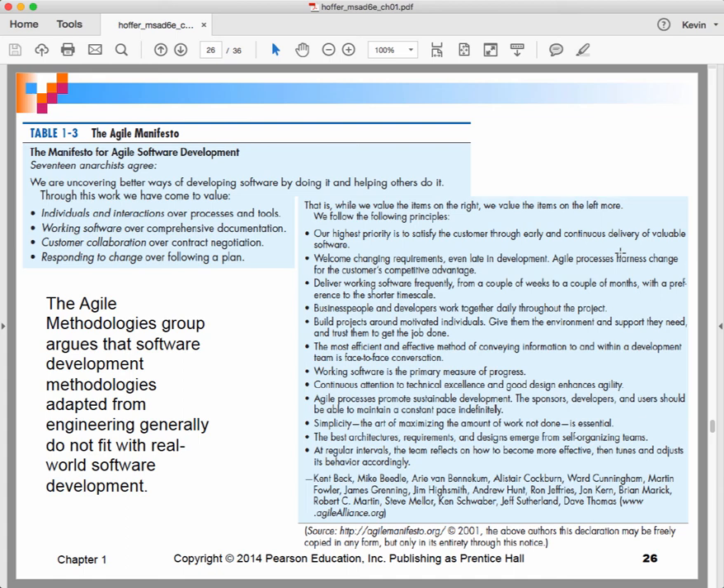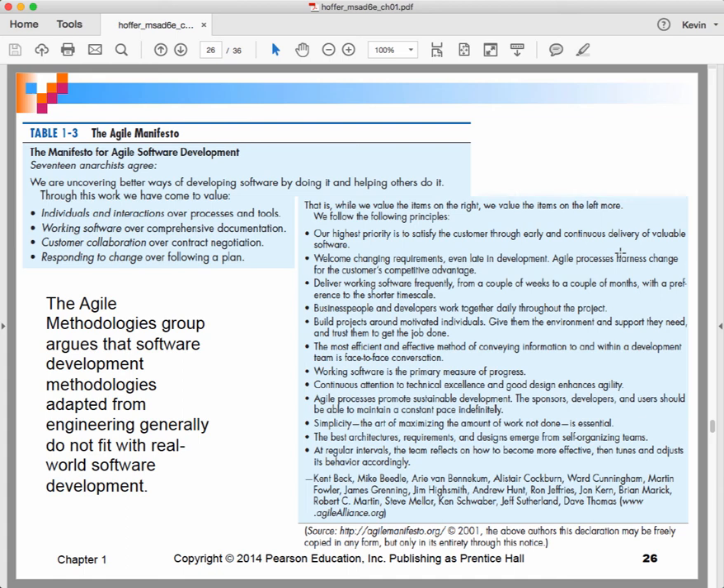Simplicity, the art of maximizing the amount of work not done, is essential. The software engineering approach that was really raised in the 70s had a lot of process and reports to be written and specs to be written. They want to eliminate as much of that as they can. They figure the more that you eliminate apart from the code, the faster you get done.